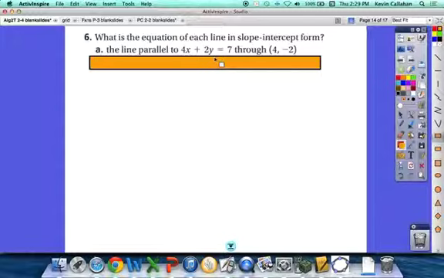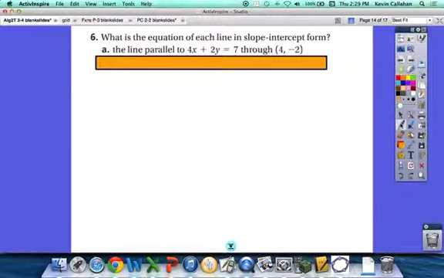Our very first example was: here's the slope, here's the point, find the equation of the line. That's what we're going to do. It's just that we have to take a step to find the slope because we don't know it yet. How will we find the slope of this line, which is not in slope-intercept form? Solve for y, and then we'll tell the slope.